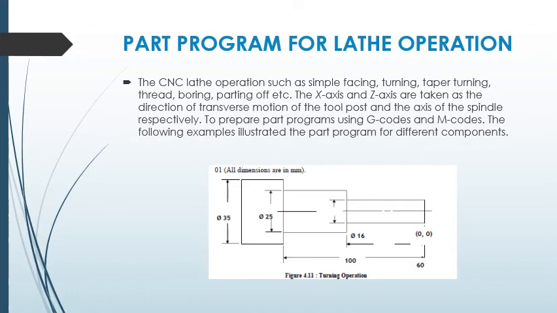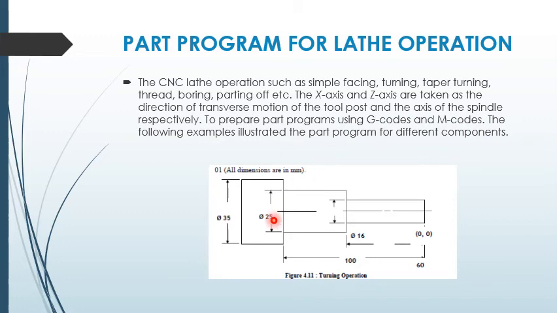In this particular example, we will take one example of a lathe machine for a turning operation. This is the job we need to do. It's a lathe operation such as simple facing, turning, taper turning, thread boring. These are the operations to be done. The x-axis and z-axis are taken as the direction of the transverse motion of the tool post and the axis of the spindle to prepare the part program using G codes and M codes. The following examples are used.